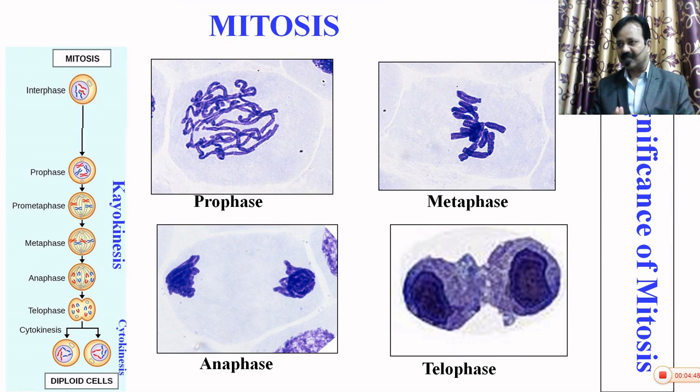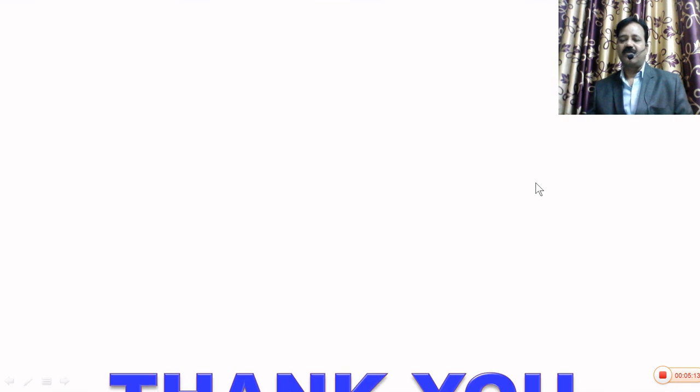In plant cells, mitosis helps in vegetative propagation of crops, formation of new plants and new plant parts, and the repair of damaged parts of the cells. This is about mitosis, cell division, cell cycle, then the phases of mitosis and the significance of mitosis.